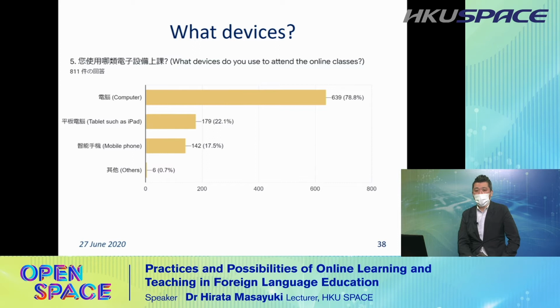And also, what device, we didn't know. Some people might use a mobile phone for taking our classes. Again, this finding shows that close to 80% of them use a computer, which was also good news for us because the size matters.